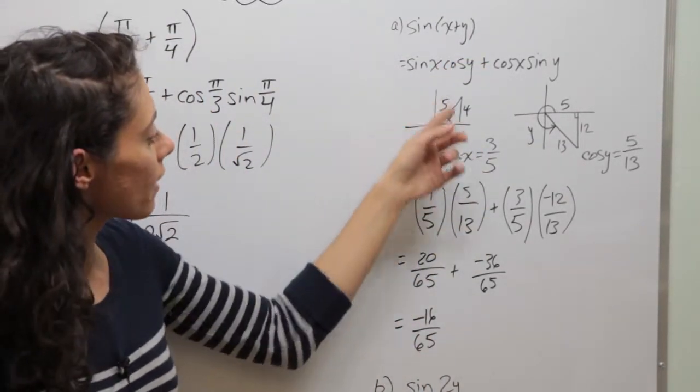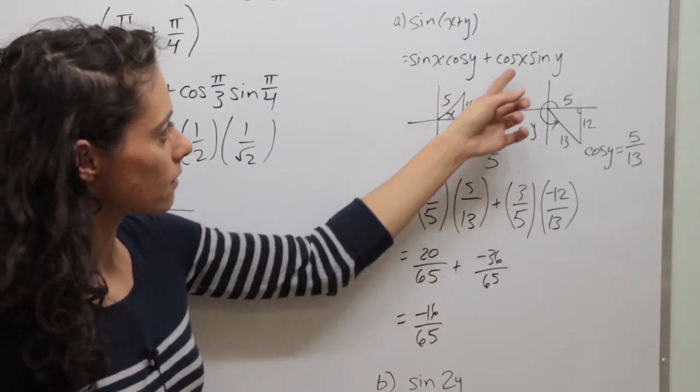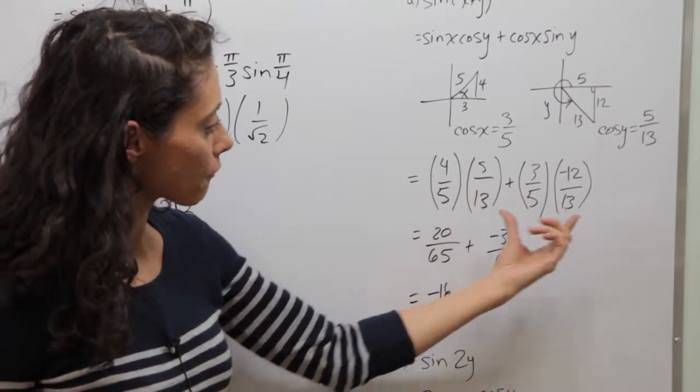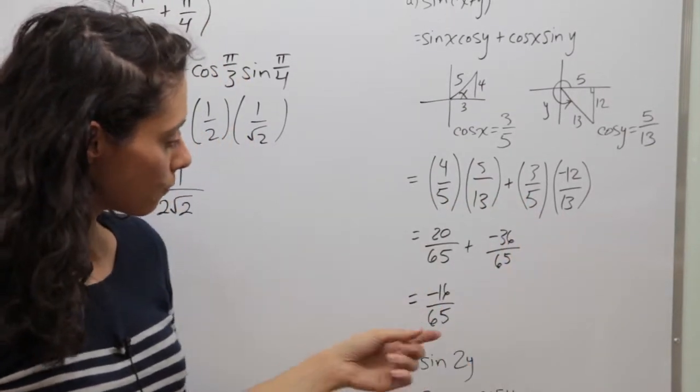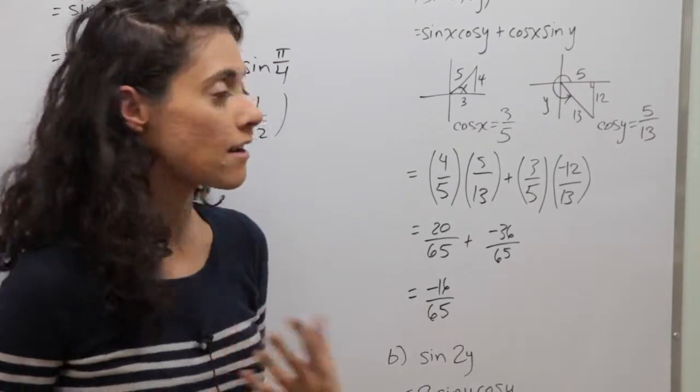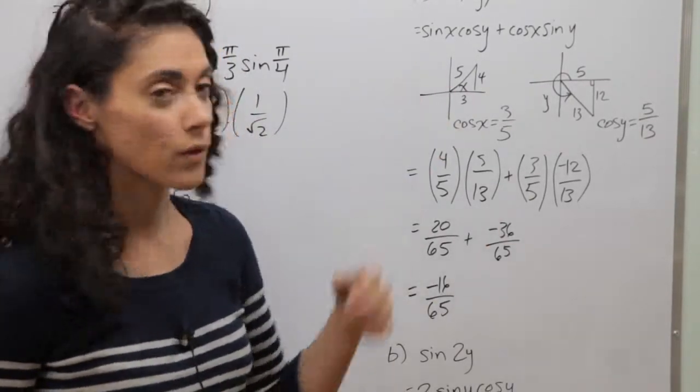Now that I have all those things, it's just a matter of slotting them into my equation. Sine of angle x, cosine of angle y, cosine of angle x, sine of angle y. Again, multiplying our fractions and adding, we get a final answer of negative 16 over 65. Notice I never evaluated what the angles were, I just worked with the ratios.